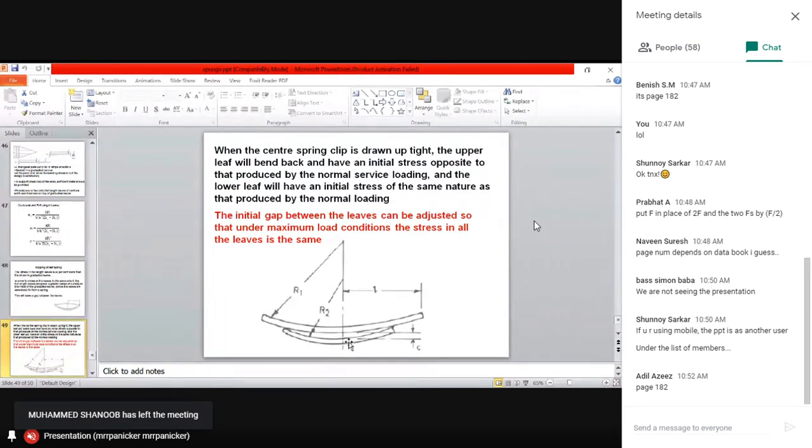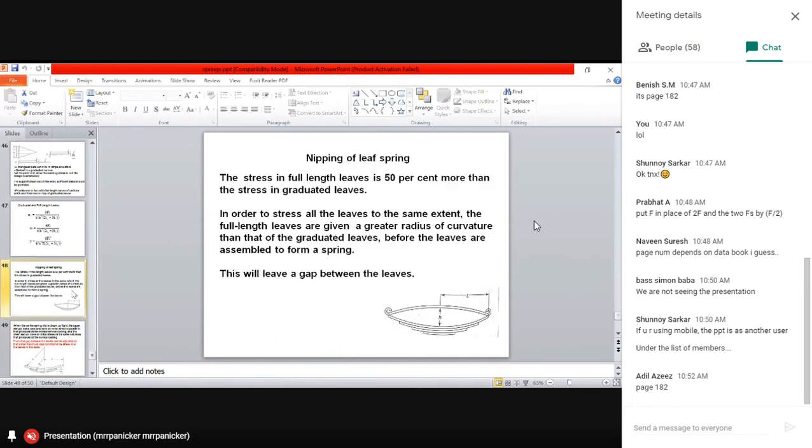So clear? Same radius of curvature means it will touch each other. If it is of different radius of curvature, particularly in this case, the top is being given a greater radius of curvature than the bottom one, the graduated one. So it will leave a gap before assembly.